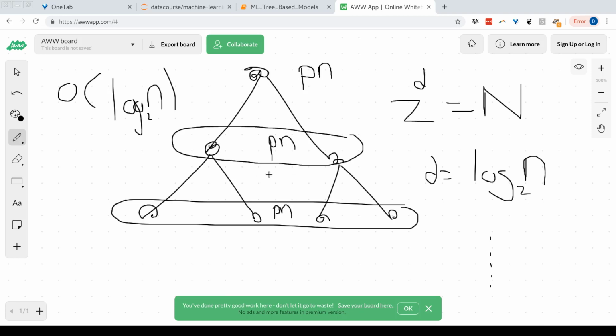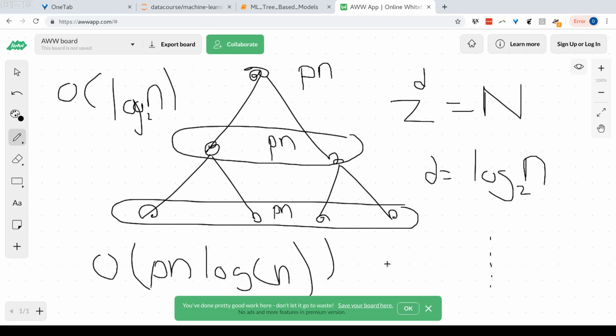So the total number of candidates it must consider to perform the splits is going to be P times n times the depth of the tree, which we figured out before, which is going to be log of n. So the training time complexity is going to be P n log n. In other words, it's going to be linear with respect to the number of features. If we double the number of features, then the training time complexity is going to double.